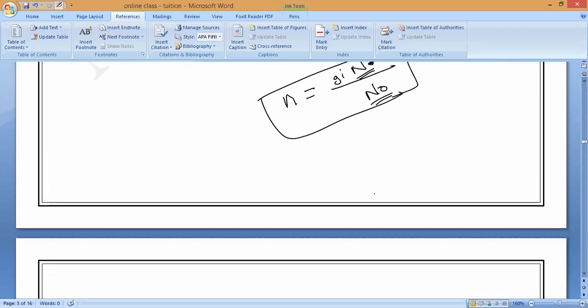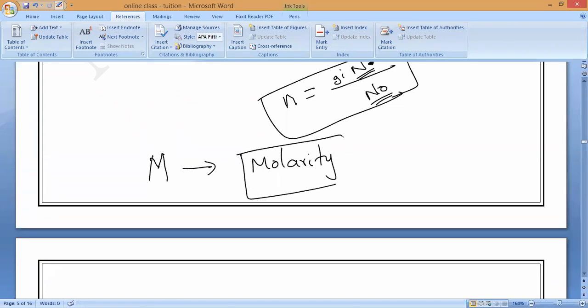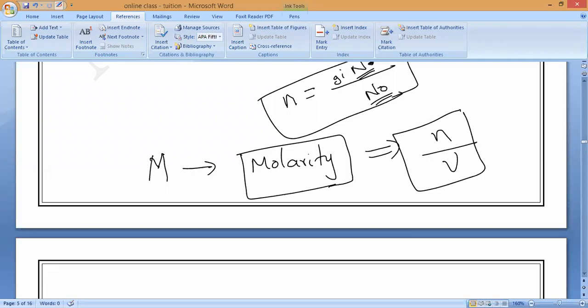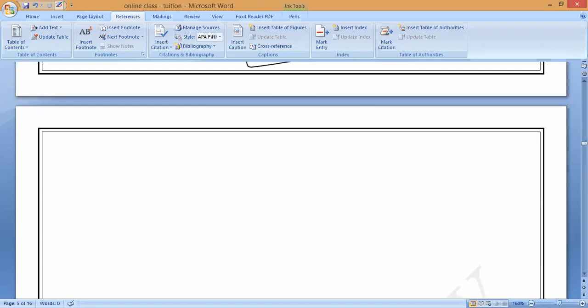So, here capital M they are asking. Capital M means, remember all of you, capital M is indicating molarity. You understand? So the molarity unit is, remember, number of moles per volume. Volume in the sense of liters. So the unit of this one is moles per liter. Liter is the unit of this one, molarity. All of you should remember. Molarity. Capital M indicates what?